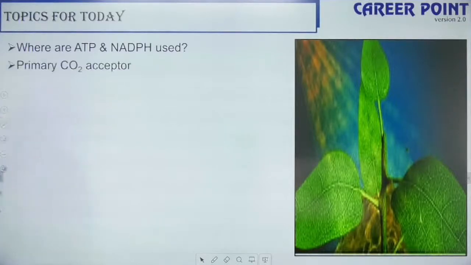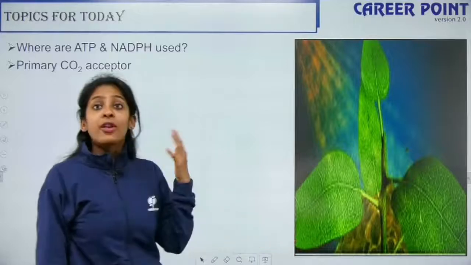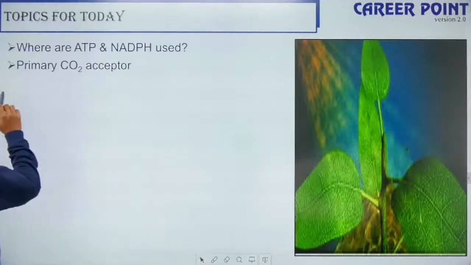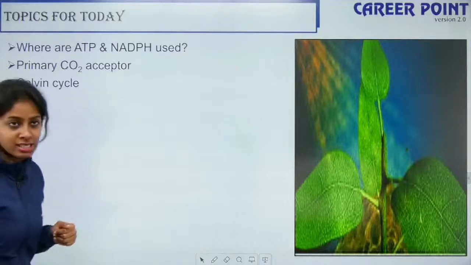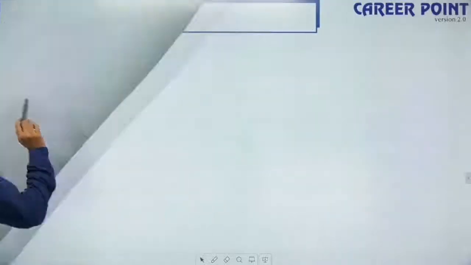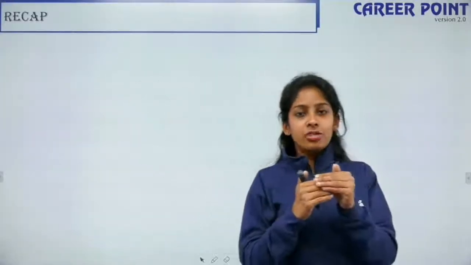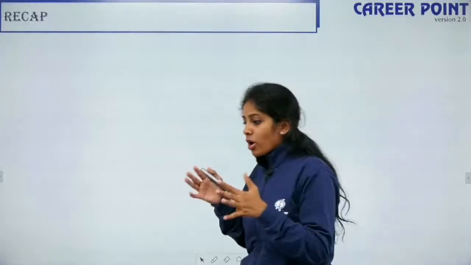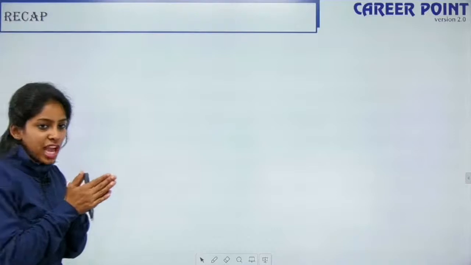So how is it getting fixed? We are going to talk about who is going to accept your carbon dioxide and who is going to help in the production of glucose. We have the very famous Calvin cycle, which is also known as the C3 cycle. Then you have the C4 cycle. That is what we are going to talk about today, right? Before we go to the C3 and the C4 cycle, let me brief you about what I was talking about in the previous lecture. We start off with the light reaction.